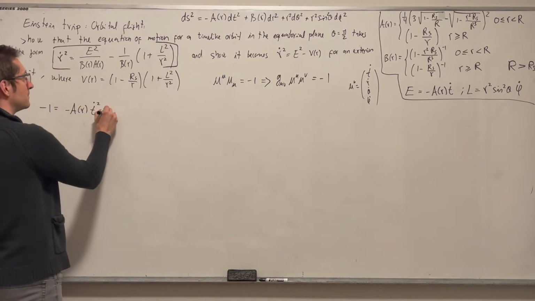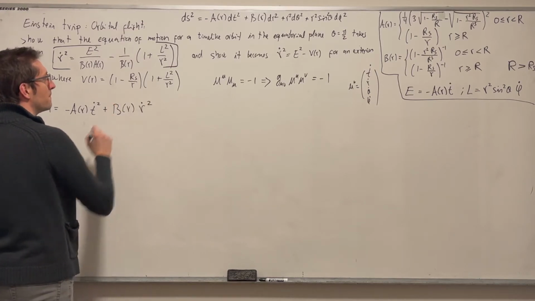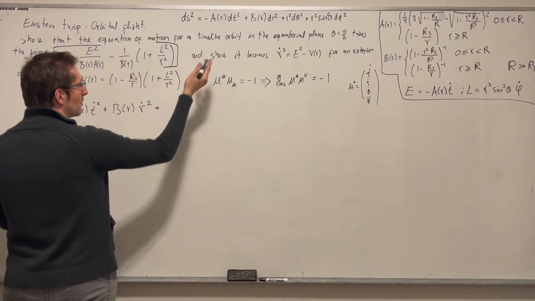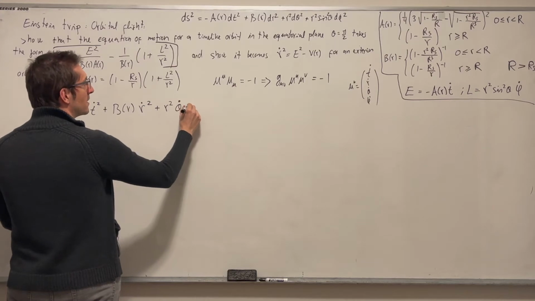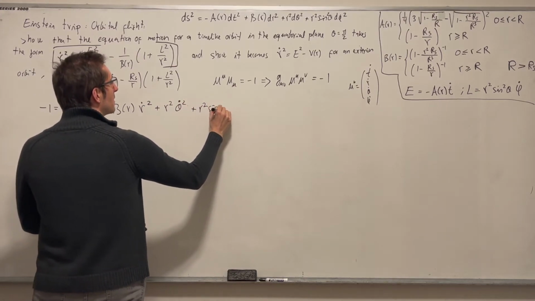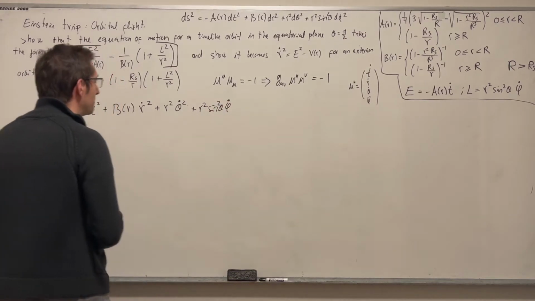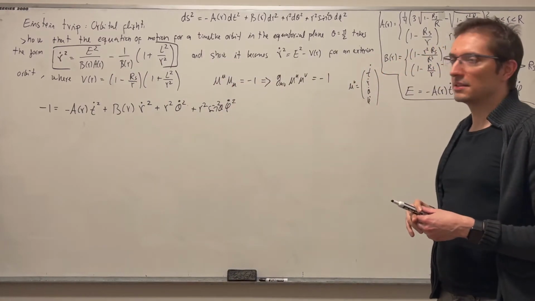Then plus b of r times r dot squared, plus r squared theta dot squared, plus r squared sine squared theta phi dot squared, all right? So this would be the normalization condition.